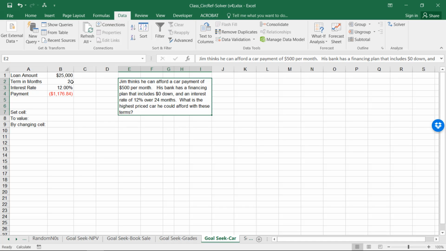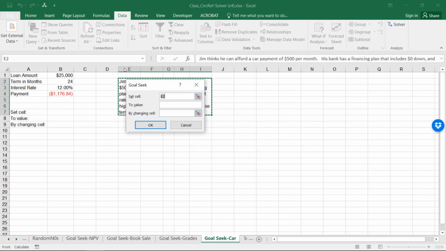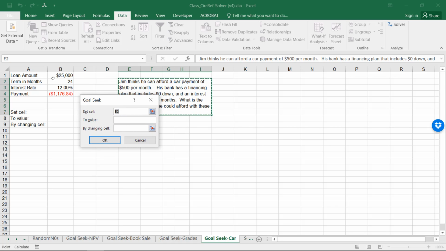Did you get 10,622? Let's try that together. So the set cell is the payment. Why does that need to be negative 500? That's right, it's an outflow. With Excel, the outflows in financial formulas are negative, the inflows are positive, so the loan amount is positive.